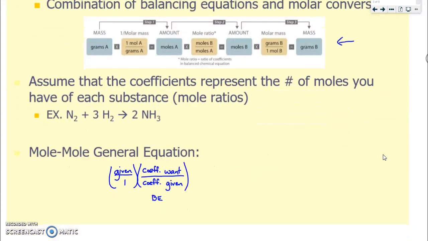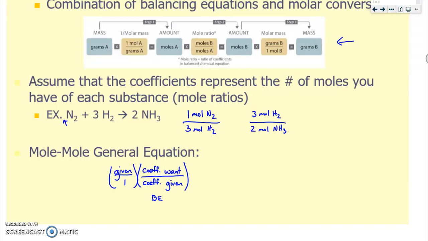So for example, I'm going to take my balanced equation and I'm going to turn it into a variety of conversion factors. So for every 1 mole of N2, because N2 has a 1 in front of it, I have 3 moles of H2. For every 3 moles of H2, I have 2 moles of NH3. And I could write quite a few others, but basically just taking those coefficients and turning them into conversion factors.